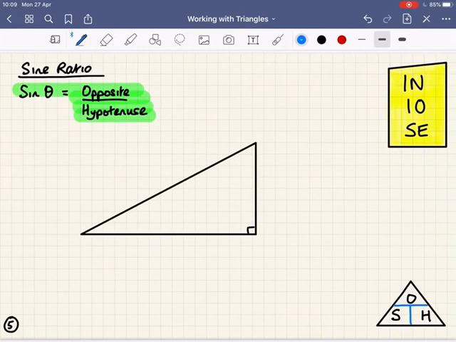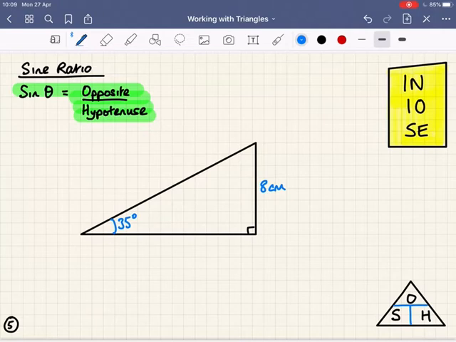So here's a nice empty triangle. Let's first of all use this to work out some missing sides. So let's imagine this angle here is 35 degrees, and let's imagine that I know that this side is 8 centimetres. And I want to work out the length of the hypotenuse.